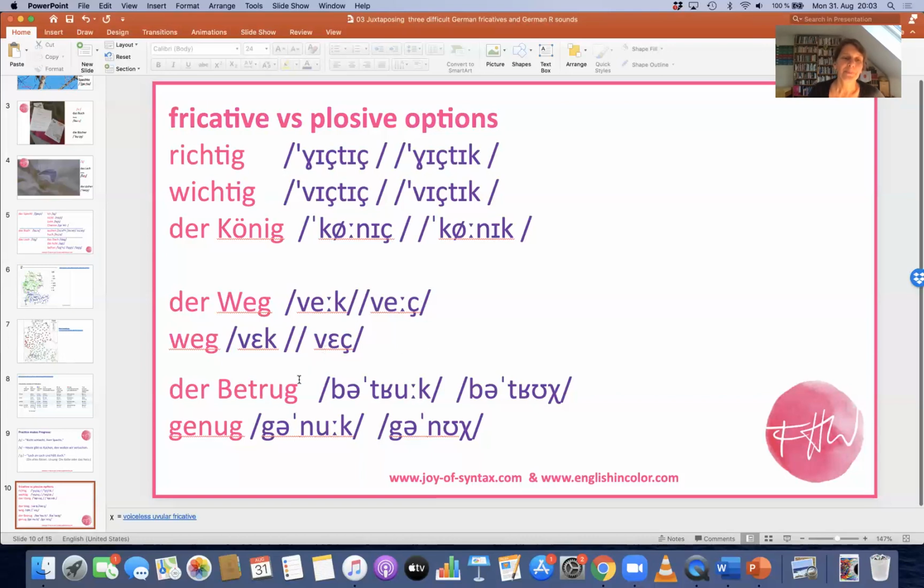Okay. And we have Betrug, and some people say Betrug. And when you use the pre-uvular fricative, then the U sound gets shortened. Betrug. Genug. Okay, I'll read them again. Richtig, richtig. Wichtig, wichtig. König, König. Weg, Weg. Weg, weg. Betrug, Betrug. Genug, genug.